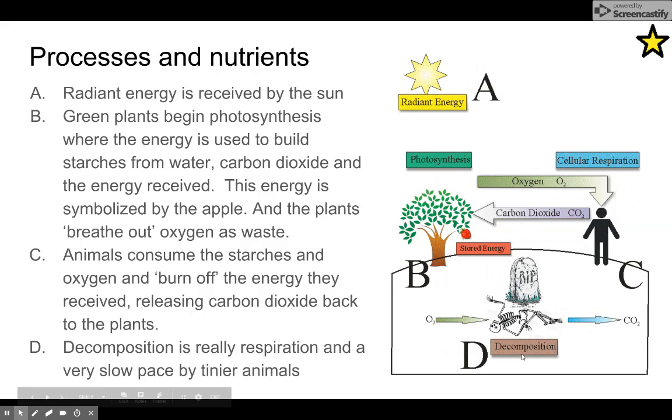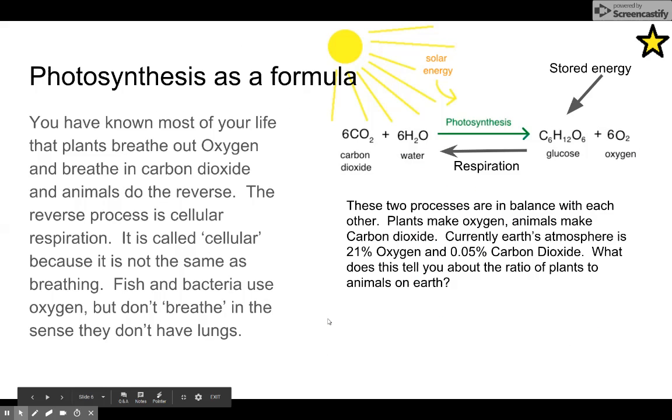Now, decomposition is actually the same as respiration. When an animal dies and decomposes, all that's happening is tiny animals we can't see, except maybe earthworms, are eating you. So there's no difference between cell respiration and decomposition. So when you die, you're actually still technically breathing for a while. It's all the decomposition process, and you will continue to release carbon dioxide, but at a much slower pace.